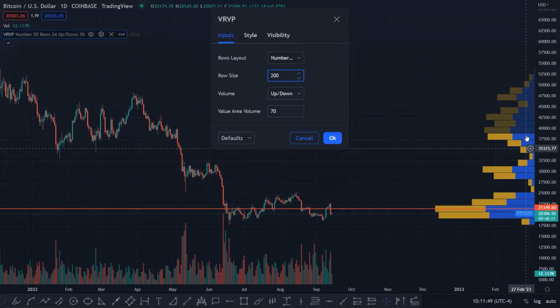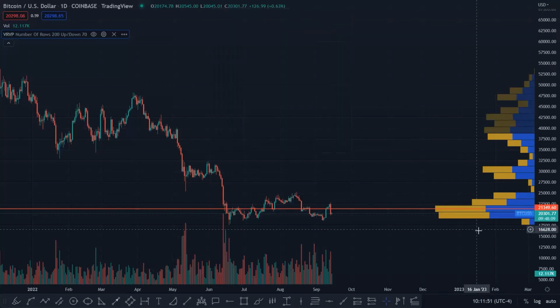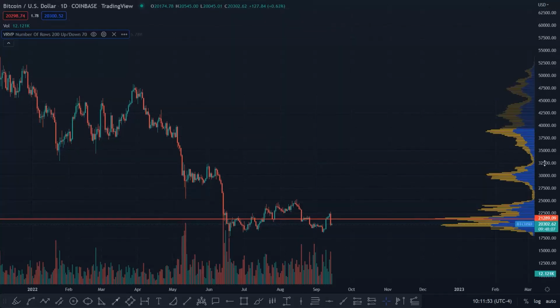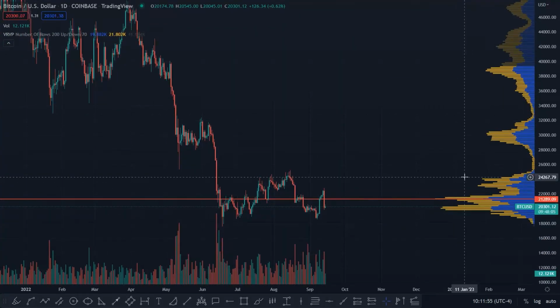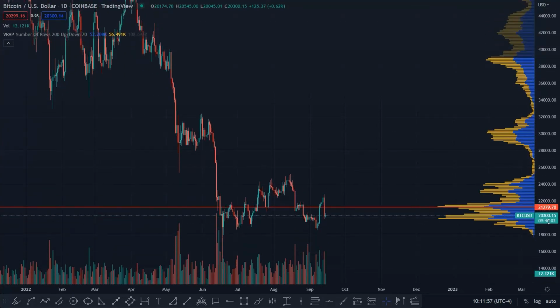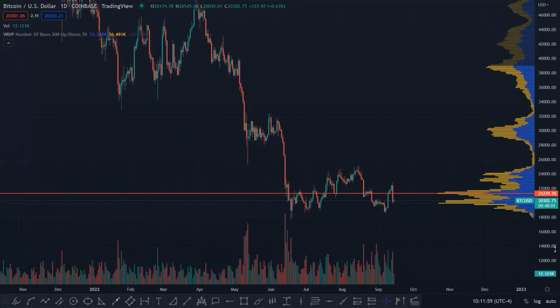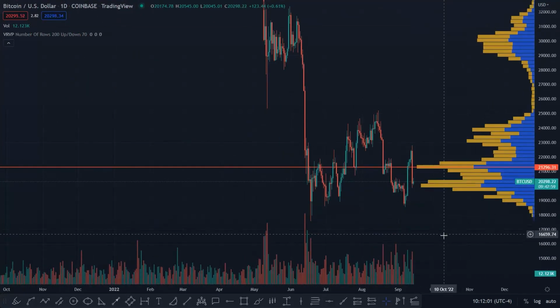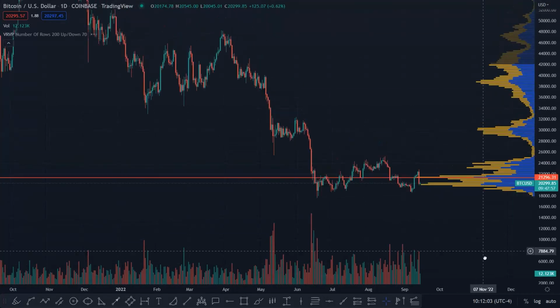Look at these numbers. When I click OK, the thickness of the bars will decrease and it's very smooth, and you can see better prices for the bars. This is more accurate than the previous one.